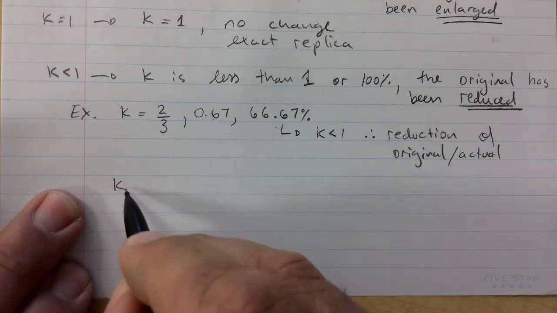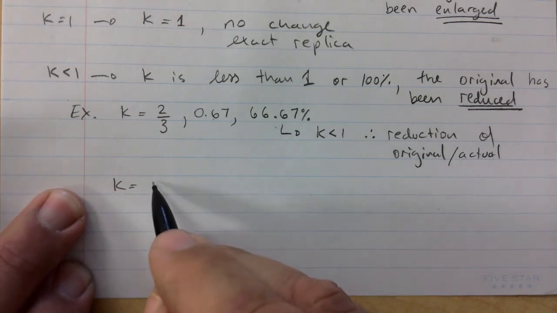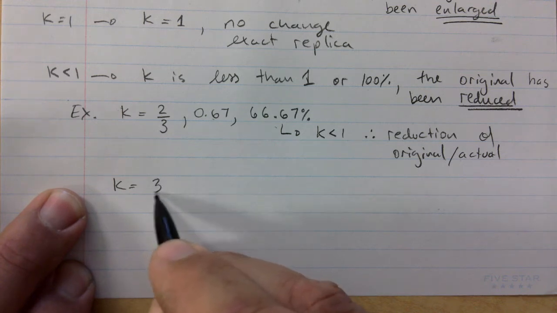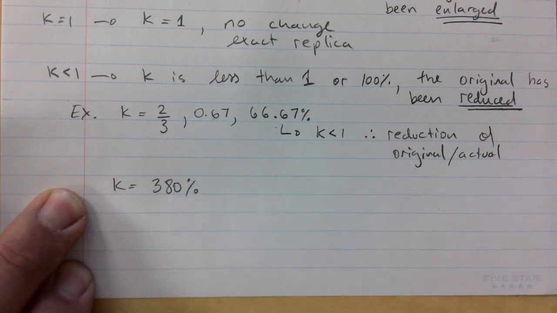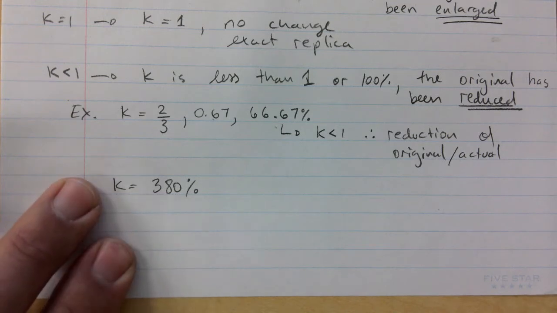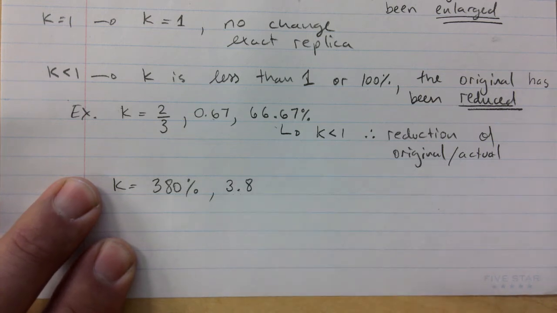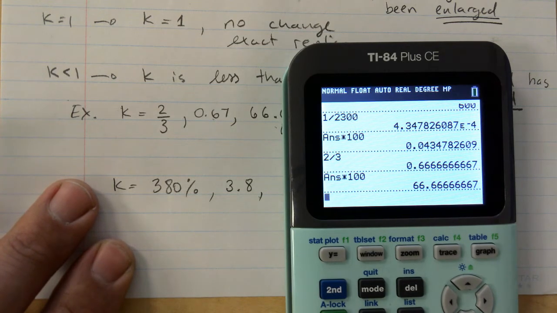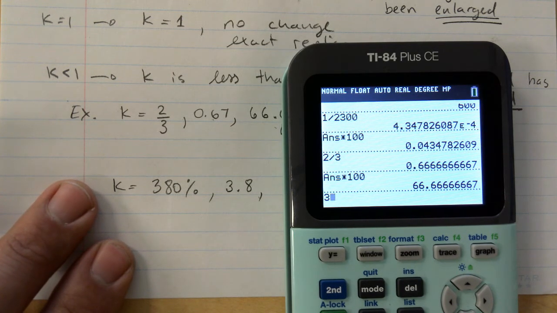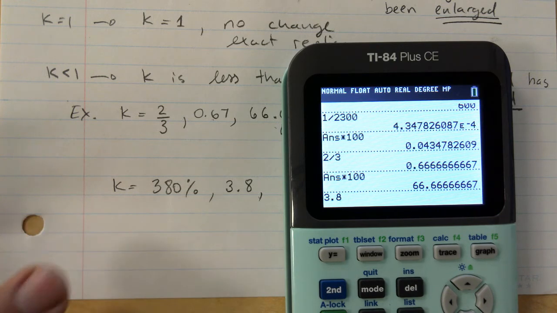You could have K is equal to 380%, right? That translates to 3.8. And watch this. This is a cool trick with your calculator. If you want to state any decimal as a fraction, grab your calculator, type in the decimal, so 3.8, and then you go math.